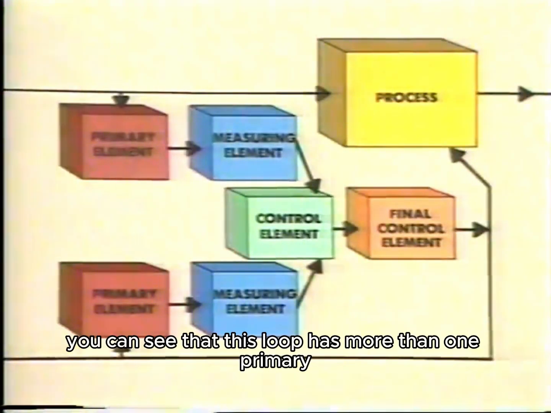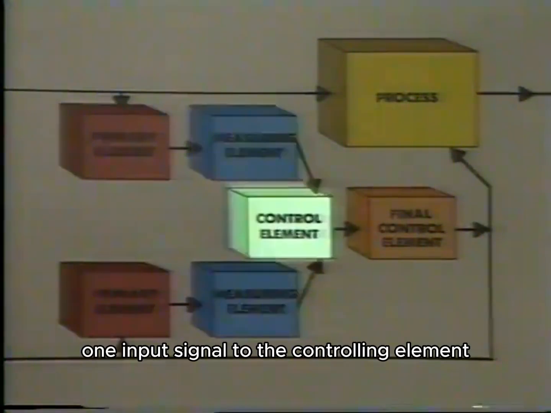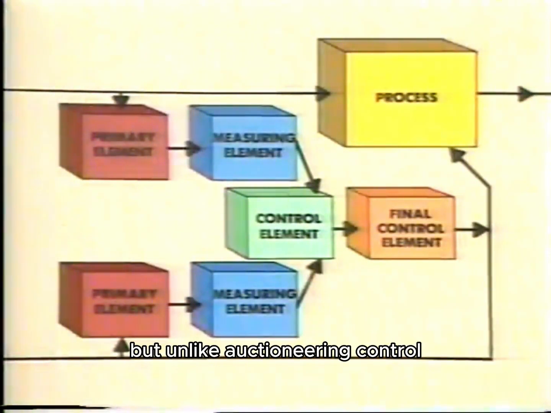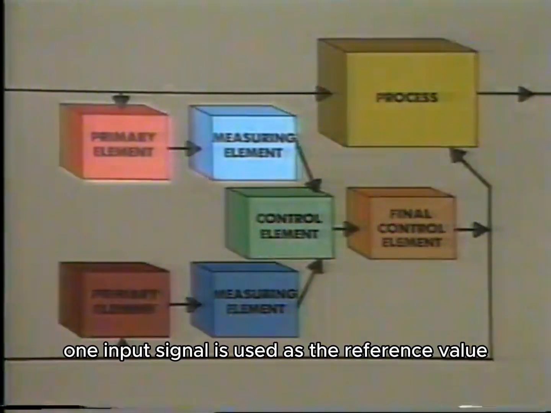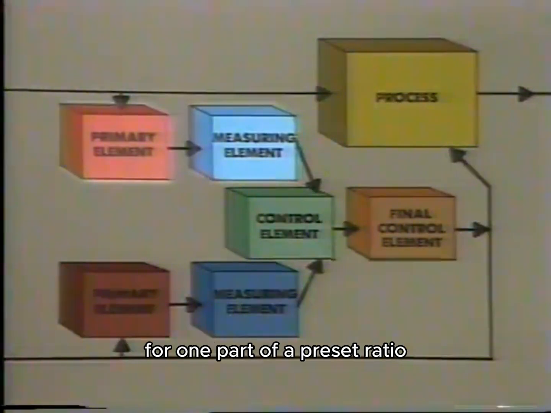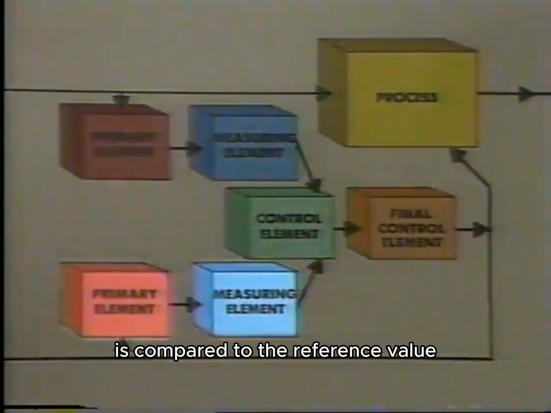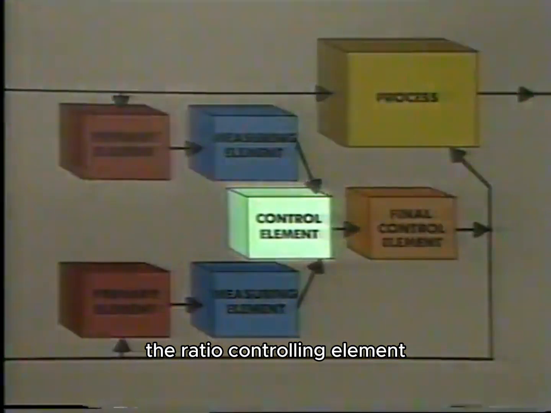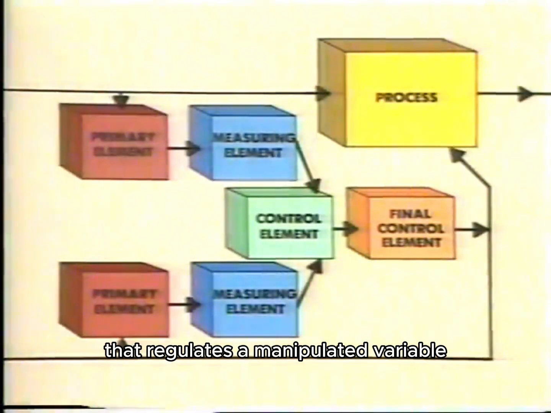You can see that this loop has more than one primary or sensing element, and more than one input signal to the controlling element. But unlike auctioneering control, where the controlling element selects one of the signals to respond to, in ratio control, one input signal is used as the reference value for one part of a preset ratio. The other input signal is compared to the reference value and the preset ratio. The ratio controlling element produces an output signal to the final control element that regulates a manipulated variable.